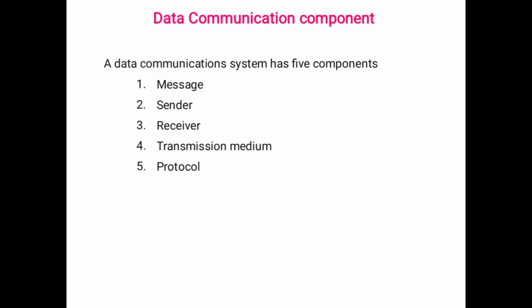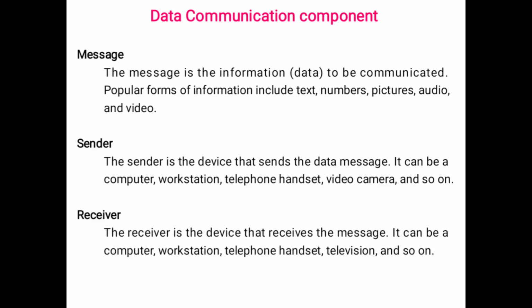So next one, we will see about the components of data communication. A data communication system has 5 components, namely message, sender, receiver, transmission medium, and protocol. First one, message. What is meant by a message? The message is the information to be communicated. Popular forms of information include text, numbers, pictures, audio and video.